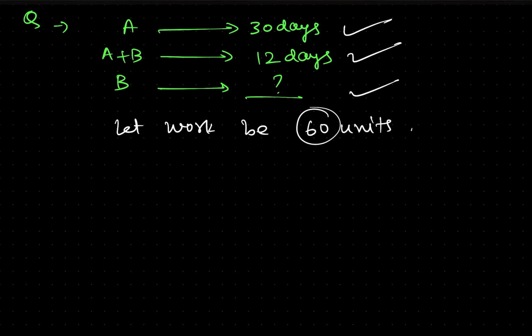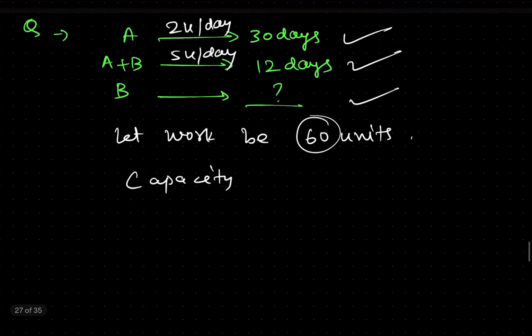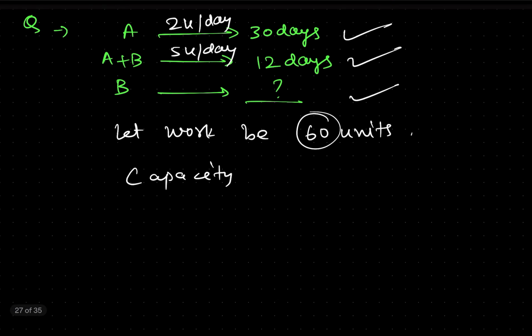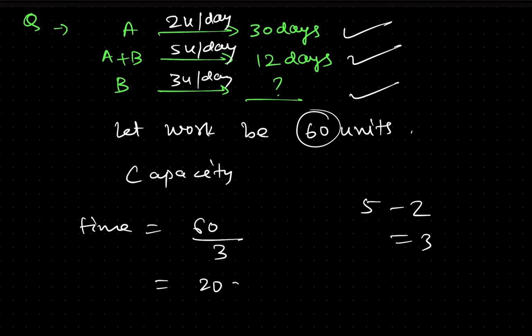What will be the capacity of A? Actually we don't have to calculate it, we can directly see: 60 divided by 30, so 2 units per day. And for A plus B, 60 divided by 12, so it will be 5 units per day. If A does 2 units per day and both together do 5 units per day, then the capacity of B is 5 minus 2, that is 3 units per day, and our work was 60 units. So the time taken by B will be 60 divided by 3, which is 20 days.